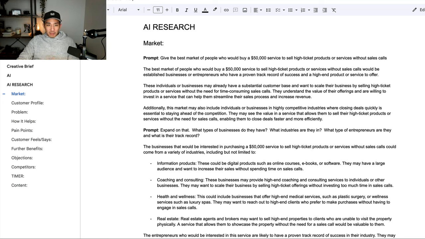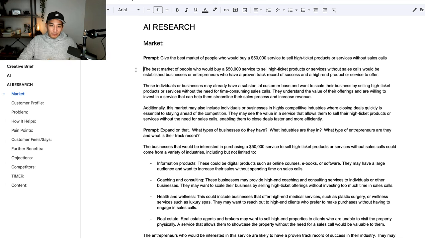So, first is the market. This is an existing service. It's not $50,000 yet. It's actually $30,000 to $35,000, depending on how you pay. But I wanted to have a one-sheeter in terms of just getting really airtight research done. So I did this in 30 to 45 minutes yesterday. And you can see here from the prompt, it started by just asking it to give me the best market. So I said, "Hey, ChatGPT, give me the best market of people who would buy a $50,000 service to sell high-ticket products or services without sales calls." So I asked it to give me the market, to give me the niche.